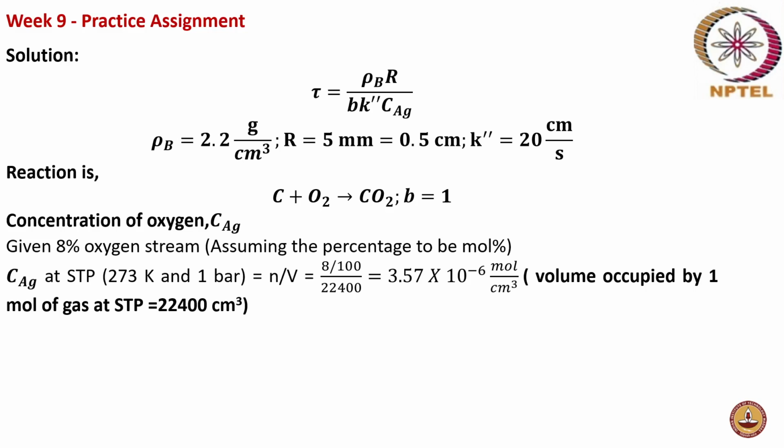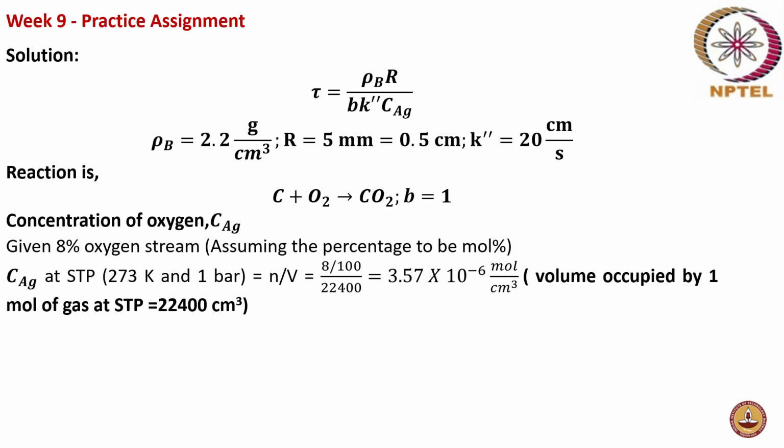So now we can calculate CAG, the concentration of oxygen at standard temperature and pressure. N by V: N, they have given as 8 mole percent, so 8 by 100 divided by V, that is 22,400. That will give you 3.57 into 10 power minus 6 mole per centimeter cube. Now, this is the concentration of oxygen at standard temperature and pressure.